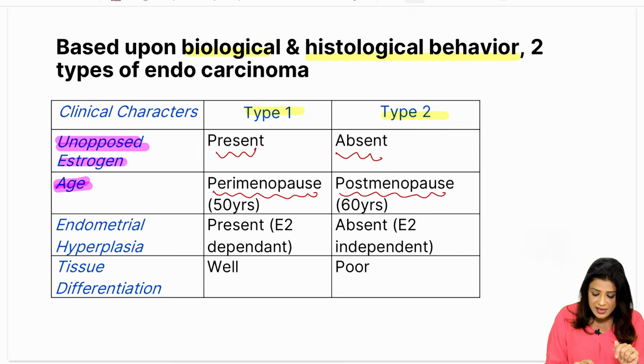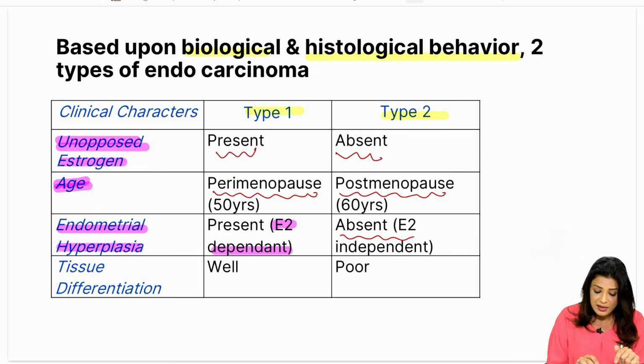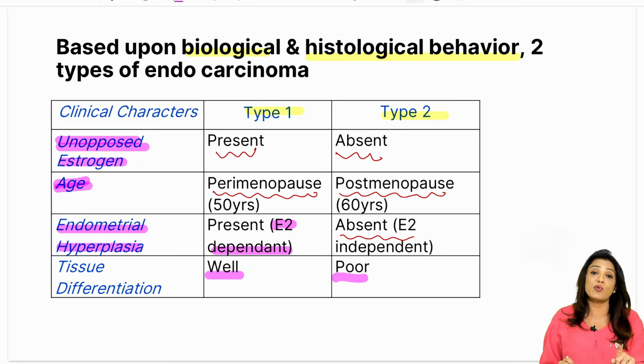Coming to the hyperplasia, endometrial hyperplasia, obviously because it is E2 dependent, so this will be present, right? It will be absent here. So, that is why it becomes more difficult to manage. So, that is why it has a poor prognosis. Coming to the tissue differentiation, very obvious, this will have a well differentiation, this will be a poor differentiation because the type 1 is much better.